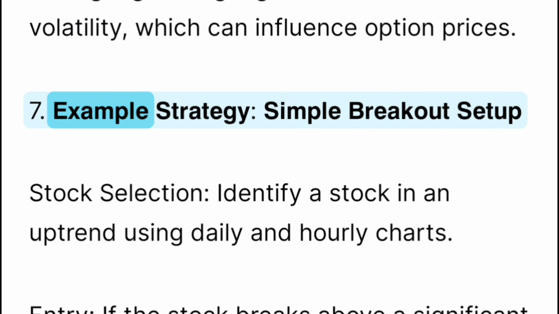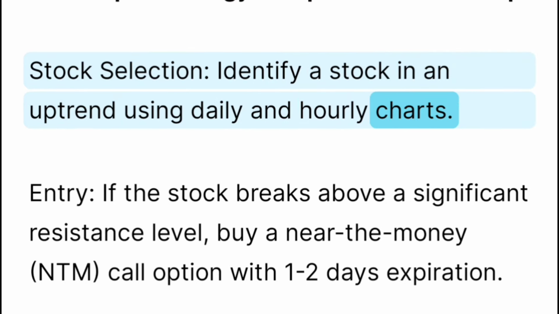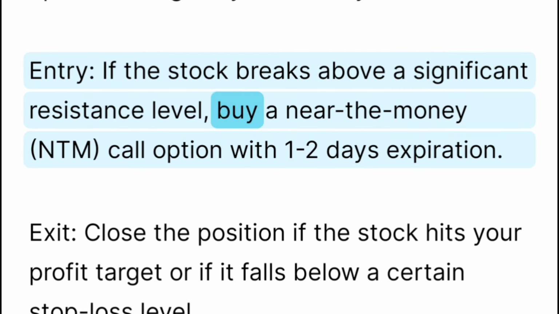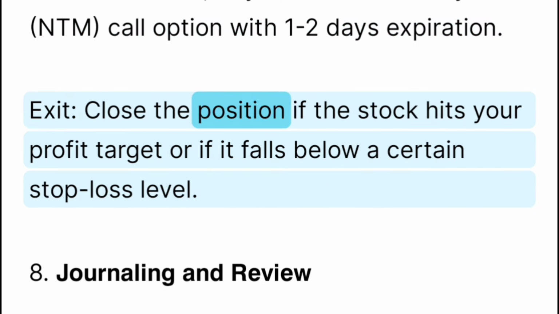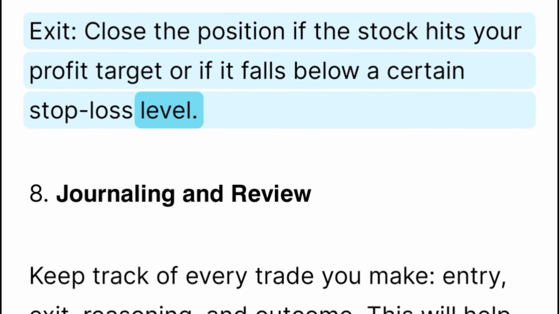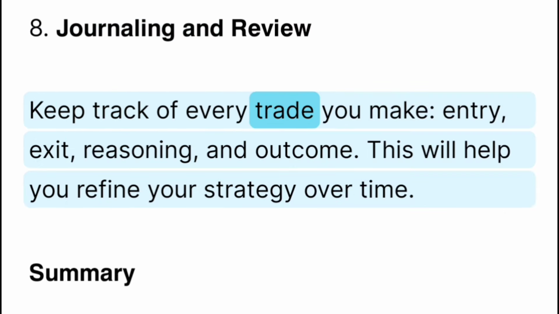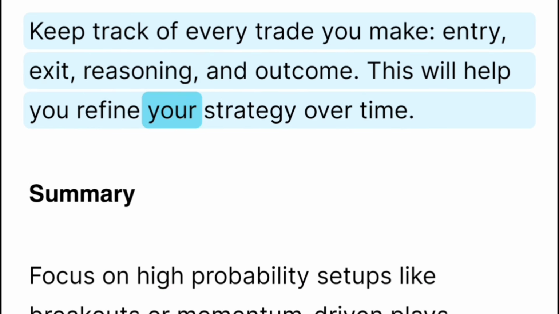7. Example strategy. Simple breakout setup. Stock selection. Identify a stock in an uptrend using daily and hourly charts. Entry. If the stock breaks above a significant resistance level, buy a near-the-money, NTM, call option with 1-2 days expiration. Exit. Close the position if the stock hits your profit target or if it falls below a certain stop-loss level. 8. Journaling and review. Keep track of every trade you make: entry, exit, reasoning, and outcome. This will help you refine your strategy over time.